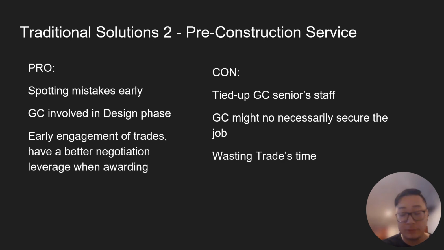However, you're tallying up your own senior staff because you need experienced people to do that. It's not like you just pull a kid out of engineering school, and they wouldn't be able to do that because they don't know how to build this stuff. You need somebody who actually knows what they're doing. Also, you could be wasting your trade's time and destroy your relationship, because the trade could do all the pre-construction work and you ended up not using them, which is not a great look on your company. And yeah, that's the second one, pre-construction services.